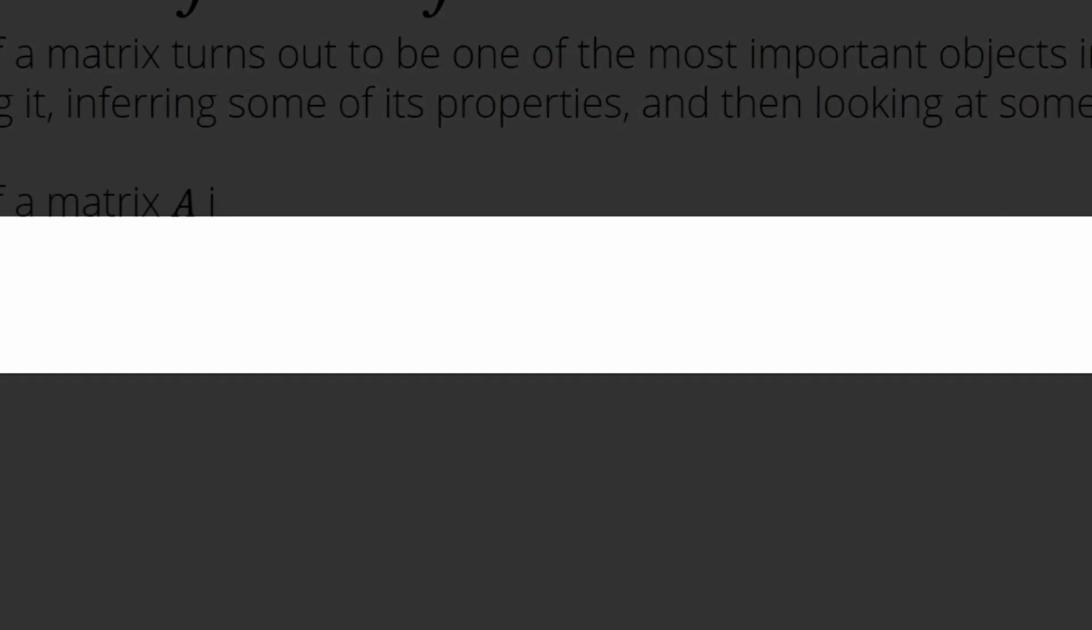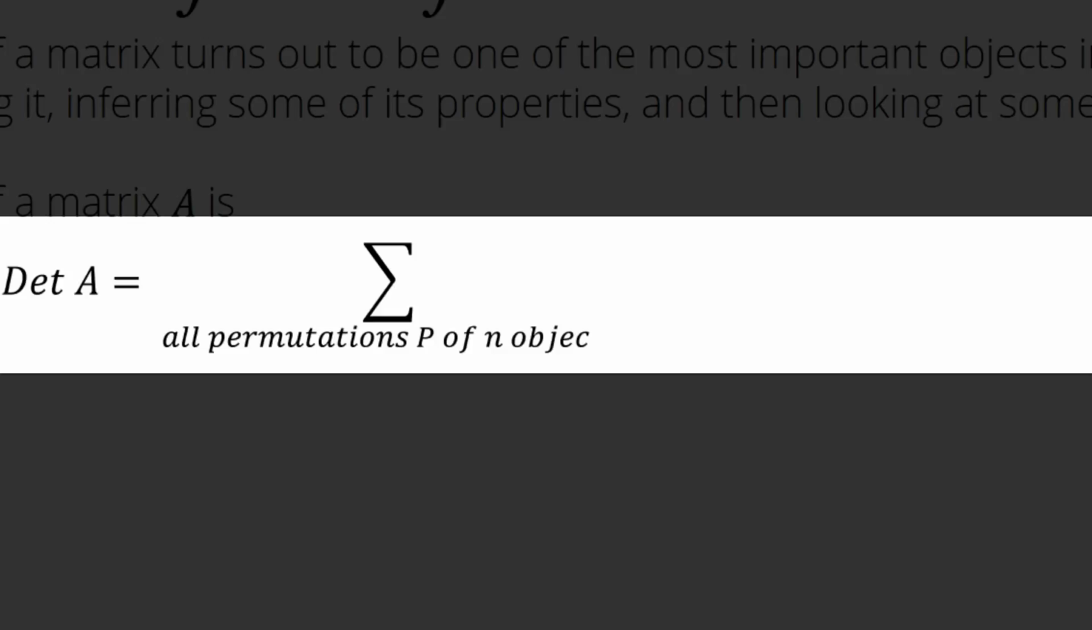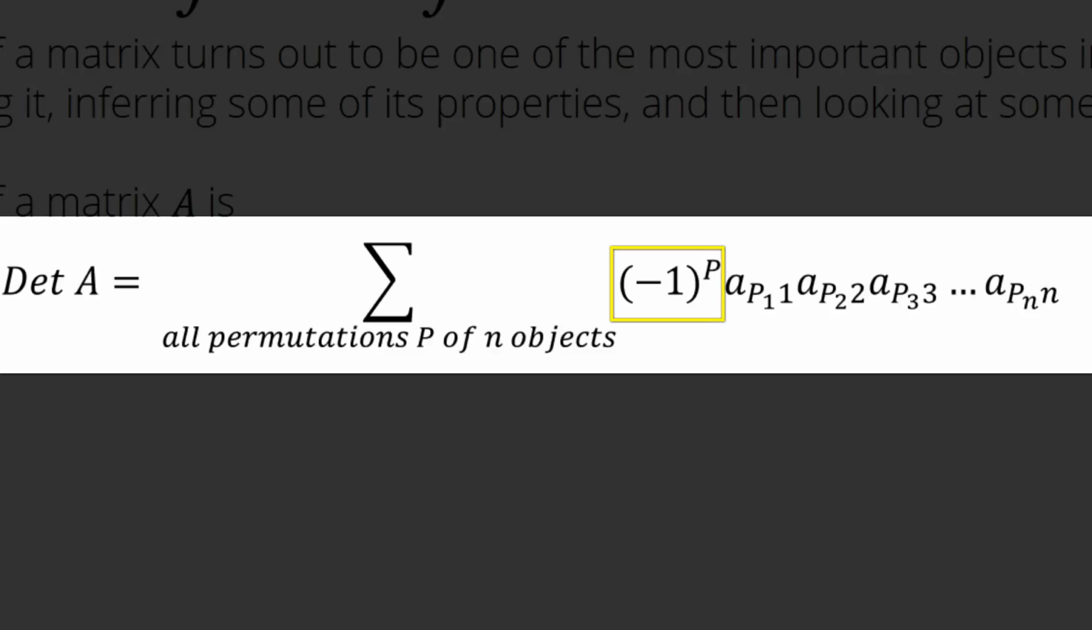So the determinant of a matrix A is given by the following formula. I have to find all permutations P of n objects. I'm going to multiply by minus 1 raised to the power P symbolically. What that means is if it's an even permutation, that number is 1. If it's an odd permutation, that number is minus 1. And then I look at a product of the different elements of A: a P1,1, a P2,2, a P3,3, and so forth, all the way down to a Pn,n.